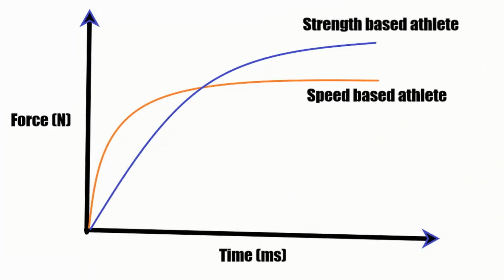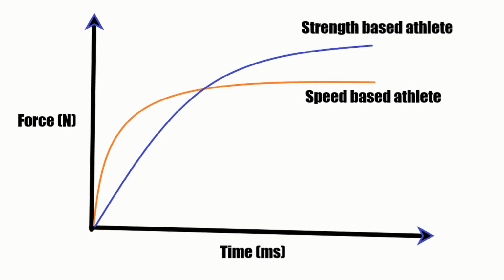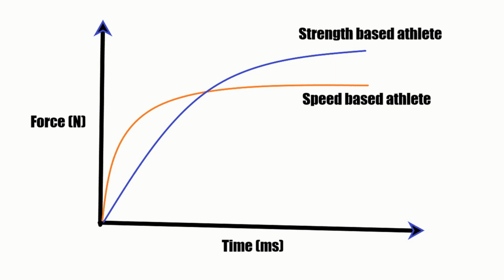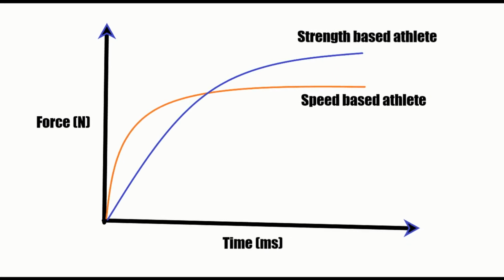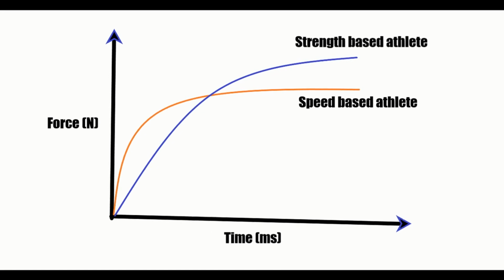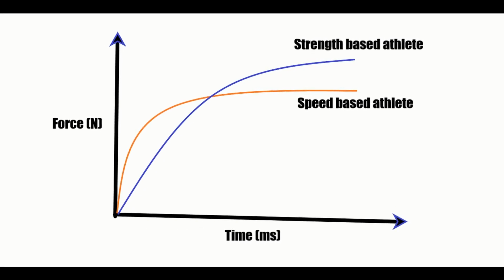What is a high rate of force development? Basically, it is how much force a human can produce in a very short duration of time. For clarification, we will just look at the graph. Here's the graph, and as you can see, on the y-axis we have the force in Newtons, and on the x-axis we have time in milliseconds. The blue line represents a strength-based athlete and the orange line represents a speed-based athlete.